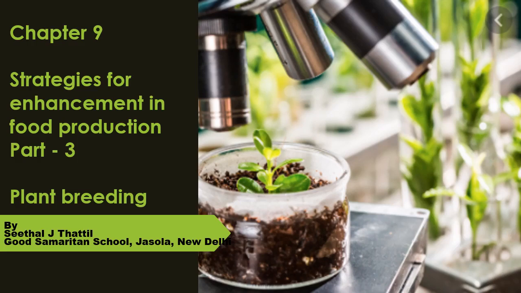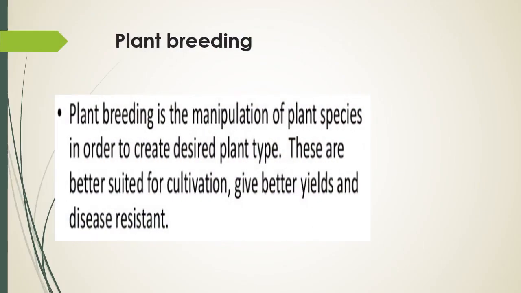Okay, so let's come to today's topic, that is plant breeding. Now, what is the definition of plant breeding? Plant breeding is the technique that we use to manipulate a plant species so that we can create a desired plant type. I think it's clear for you. What do you mean by the word manipulate? We are using our technologies and techniques so that we can create a plant species that contains the desirable qualities of that plant. And why do we want to do that? We are doing this for getting a better yield and disease resistant varieties.